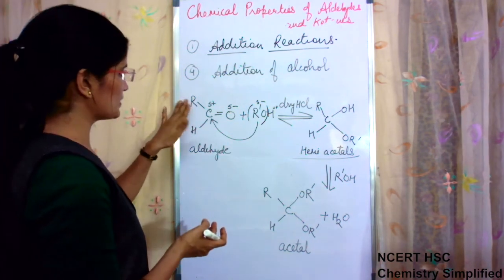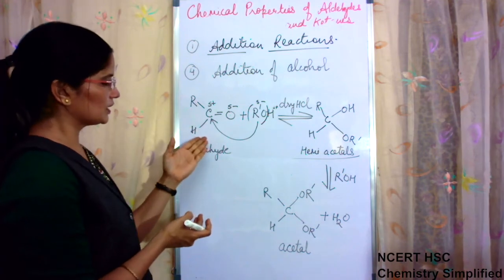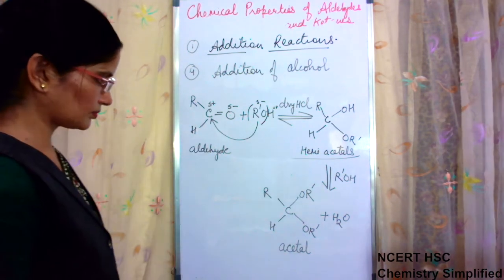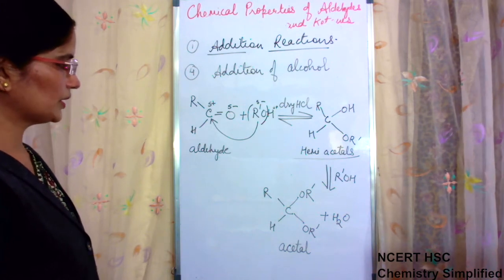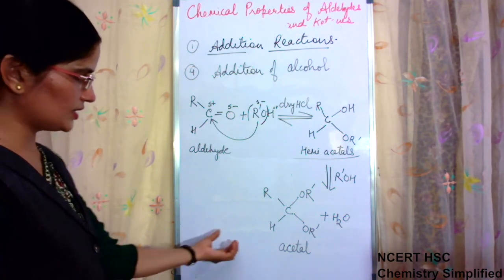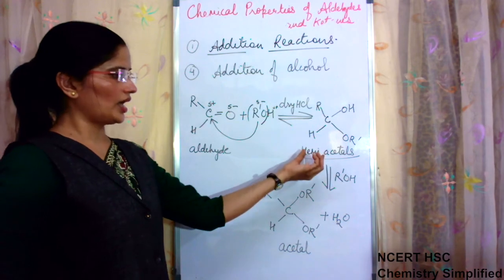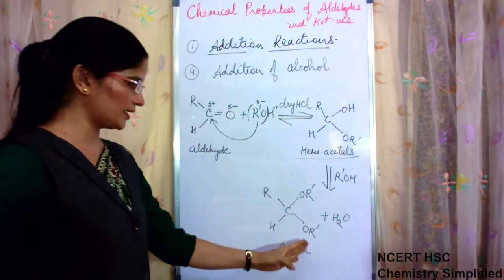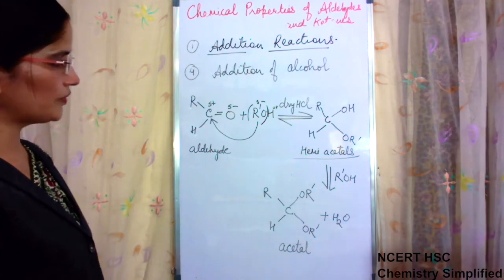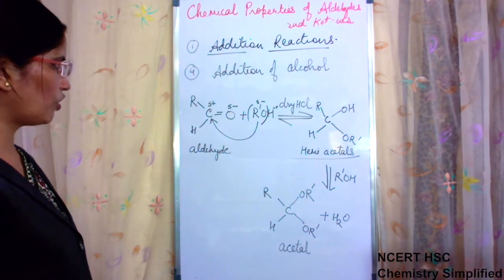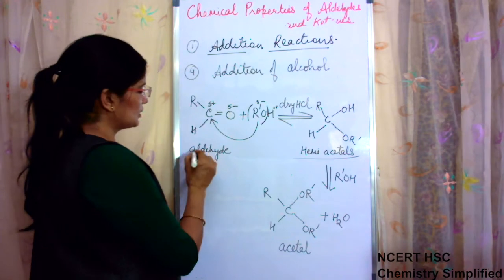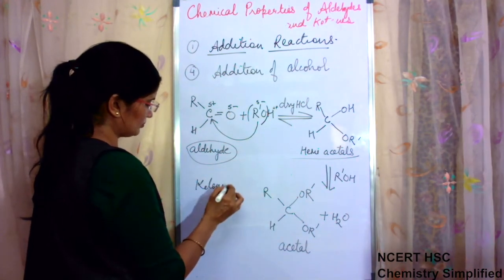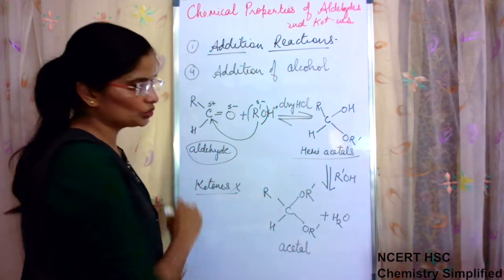If this R group is CH3, then this will be acetaldehyde, so this is acetaldehyde acetal. So this is acetal formation. Hemiacetals are formed when only one alcohol molecule reacts, and complete acetal is formed when two molecules of alcohol react. This reaction is not given by ketones. Ketones do not give this reaction.